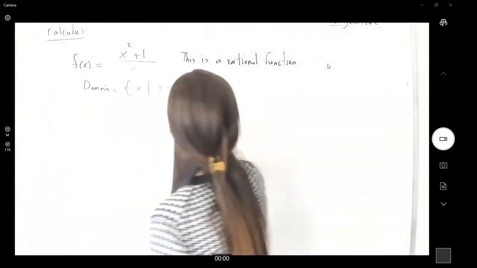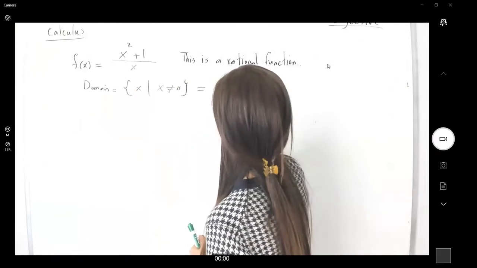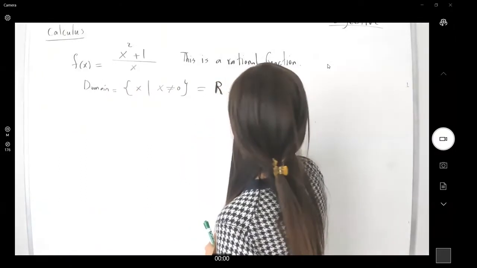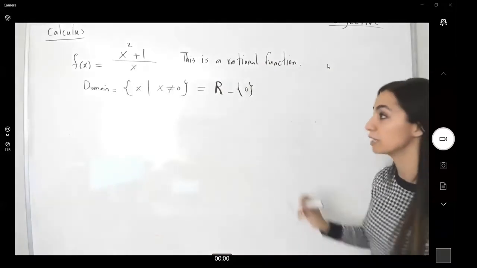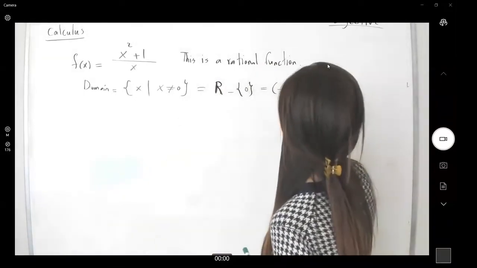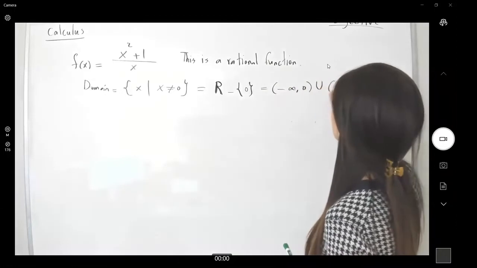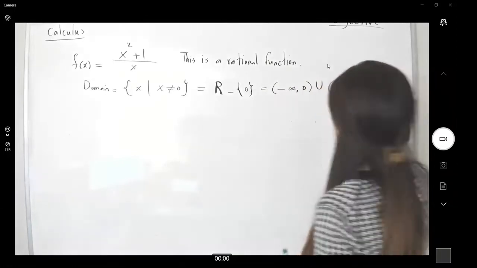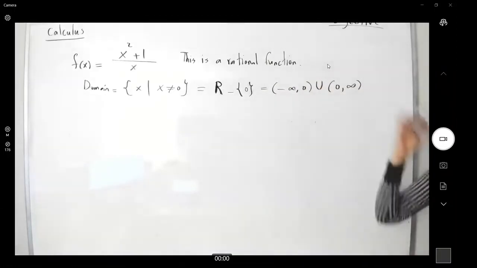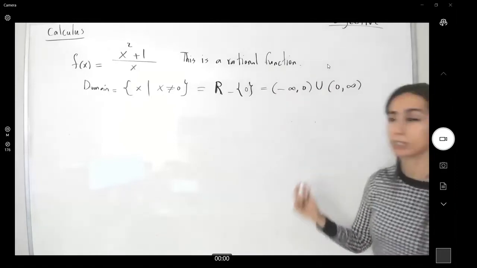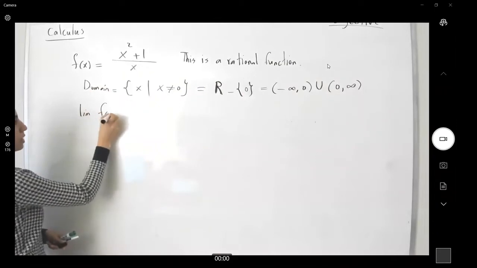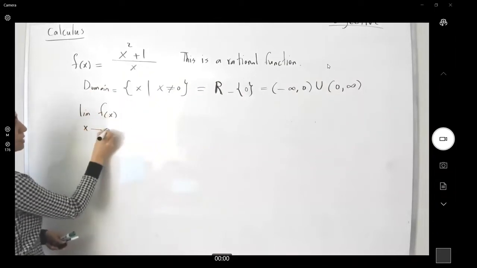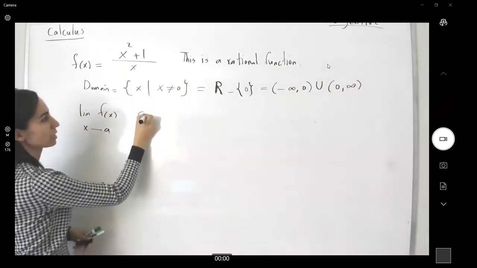Remember, you can write this as R minus 0, or another method of representing the domain of this function is negative infinity to 0 union 0 to positive infinity. Then you can say that, hey, I can find the limit of this function at any given point. The limit of f of x as x approaches a can be calculated.